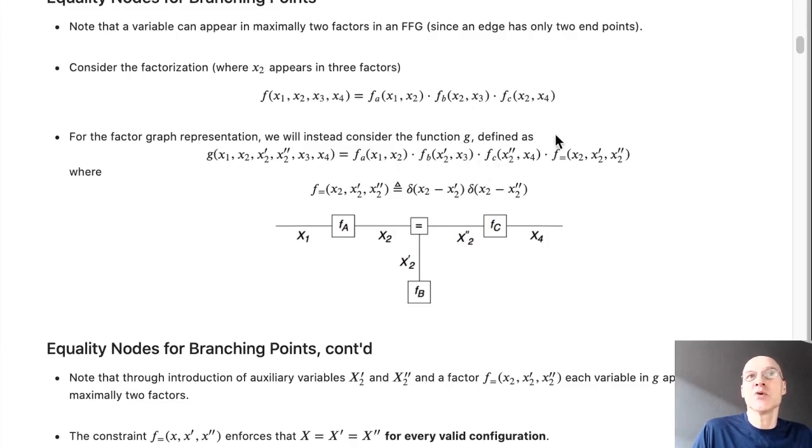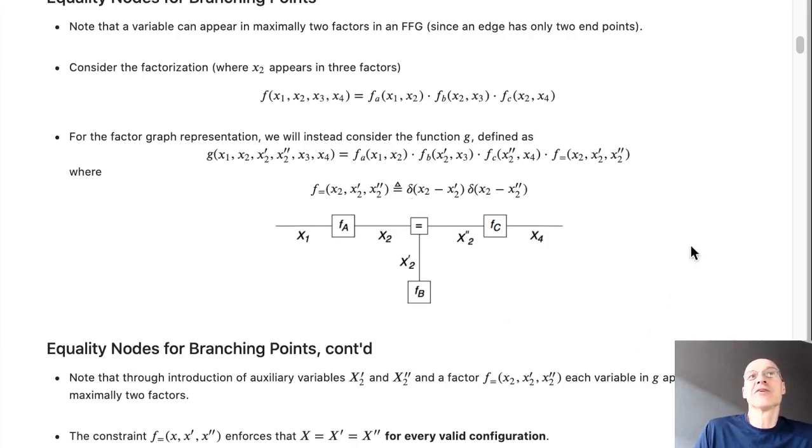And how are x2, x2 prime, and x2 double prime related? Well, I make a new node for that, and this node says by construction f equality of x2, x2 prime, x2 double prime is delta of x2 minus x2 prime times delta of x2 minus x2 double prime. Basically, this says the values of x2, x2 prime, and x2 double prime are the same, or at least the beliefs over these three variables.